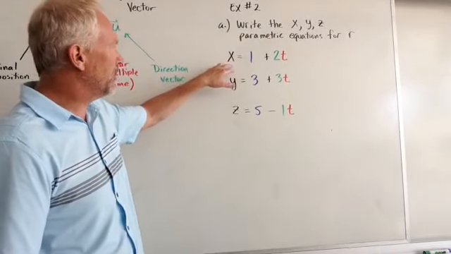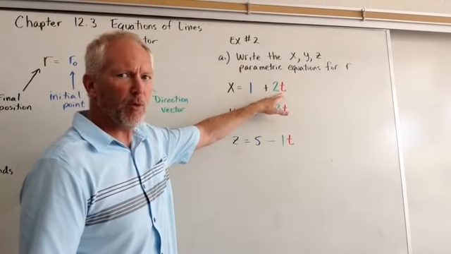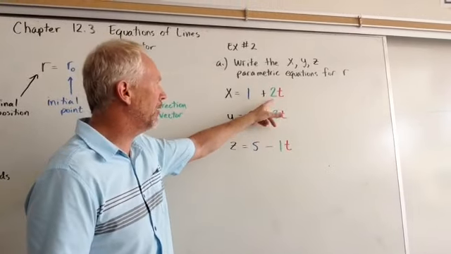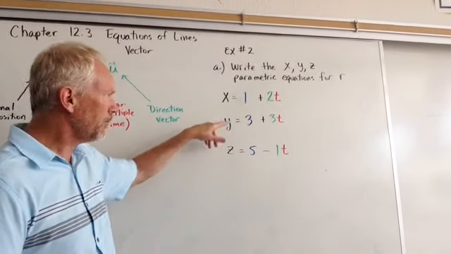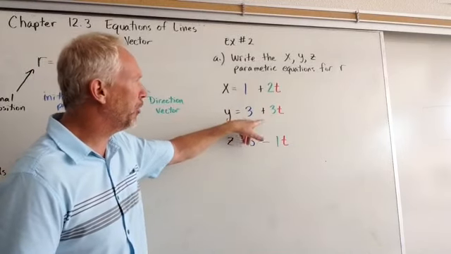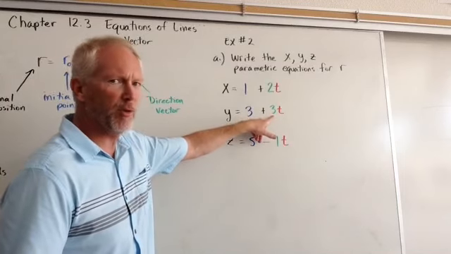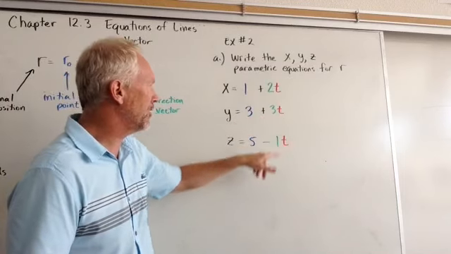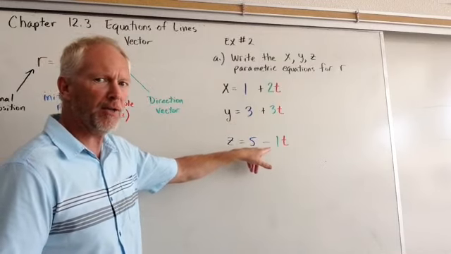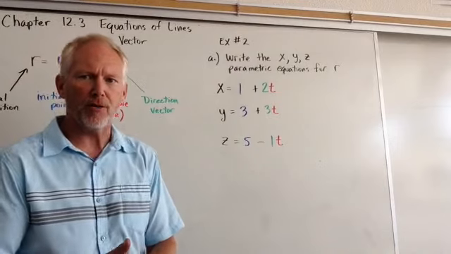we get x is equal to 1 plus 2t, and we took that directly from the x, or the i category, in the direction vector. The initial point, y was equal to 3 plus 3t. Again, 3 was in the initial point, 3 was in the direction vector, and then t. And z was equal to 5 minus t, or minus 1t, from the direction vector.